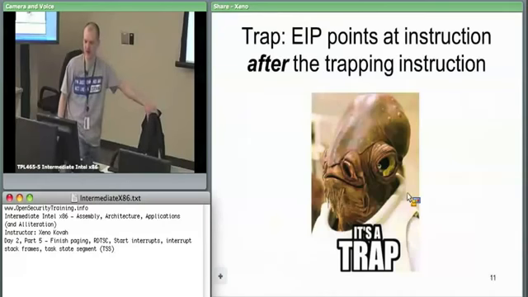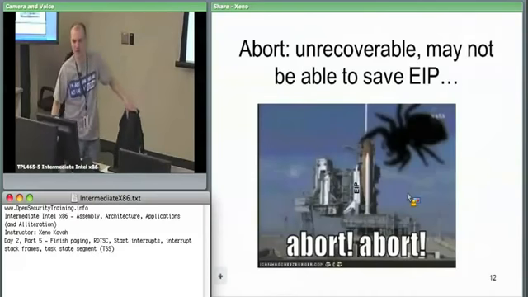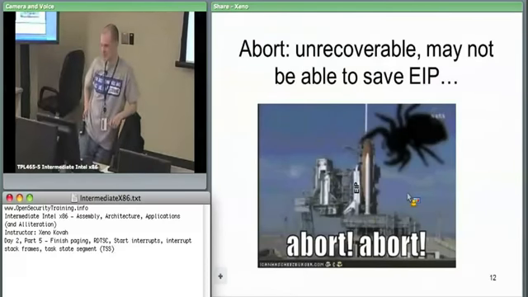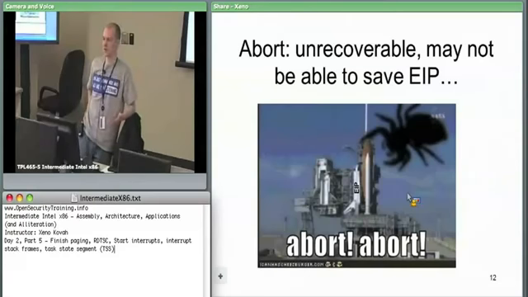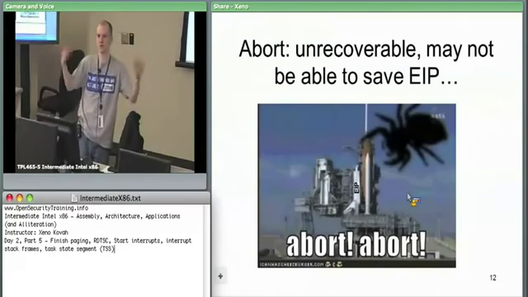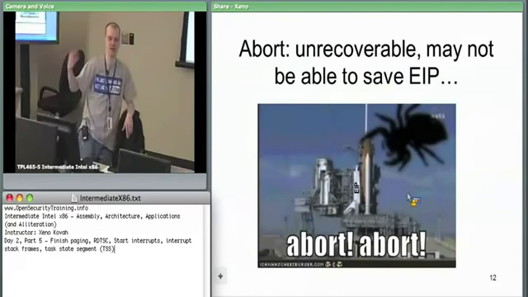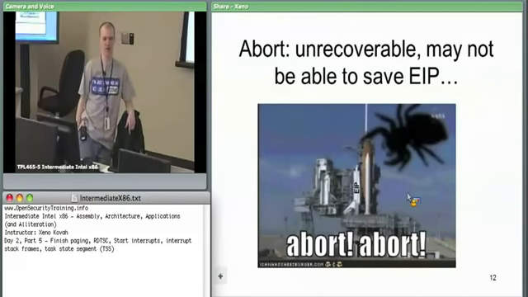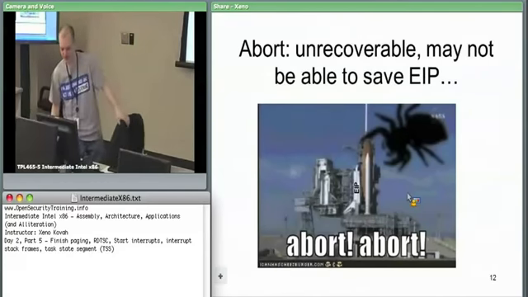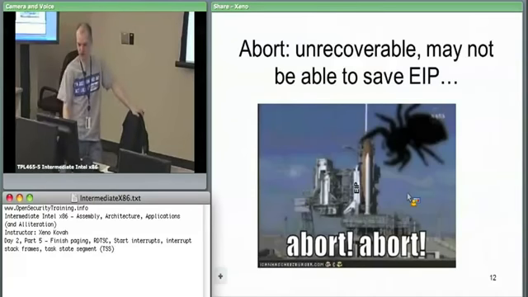All right, and abort. Possibly unrecoverable. So again, if you take nothing else from this class, you should at least be able to remember these pictures so that later on, you can remember it's a trap, but you just need to think, where was it? Was EIP at or after the instruction? No. Fault points at, EIP points at the faulty instruction. Abort is unrecoverable.